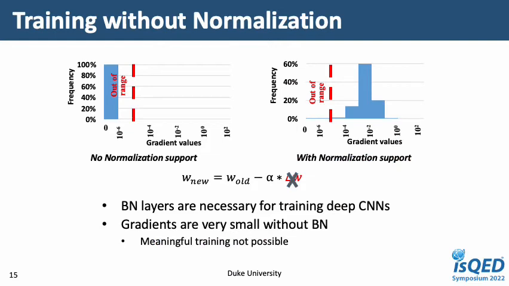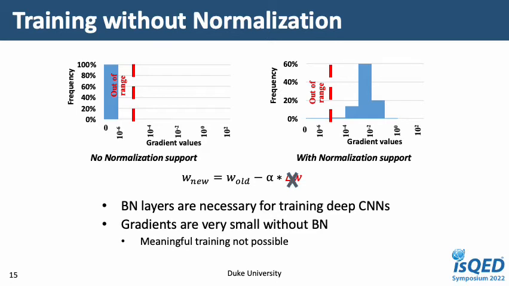So here we are showing what will happen if we try to train a neural net without the normalization layers. Typically the normalization layers are used to solve the problem of exploding and vanishing gradients. And here we are showing what that means. On the left hand side, we are showing what the gradient values look like when we train without normalization. And on the right, we are showing what happens to the gradient values when we train with normalization. And as you can clearly see, when we do not use normalization, most of the gradients are very small.